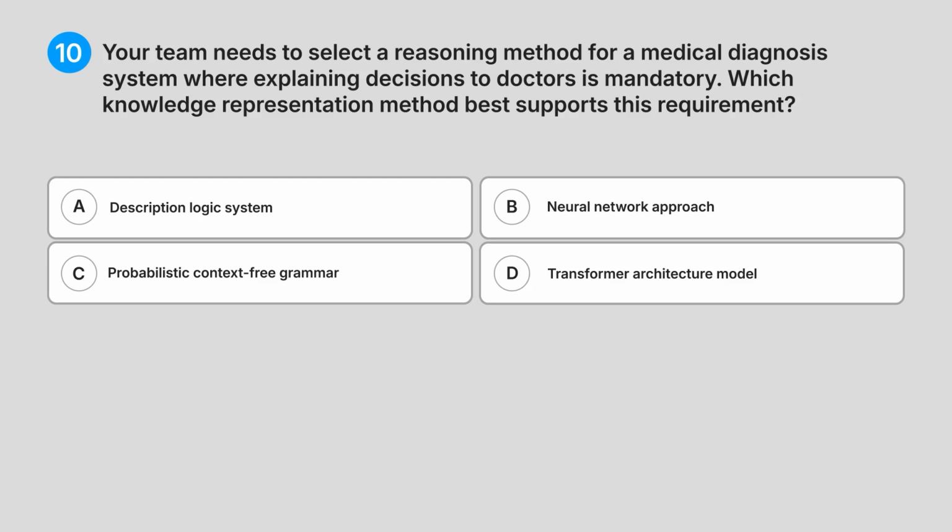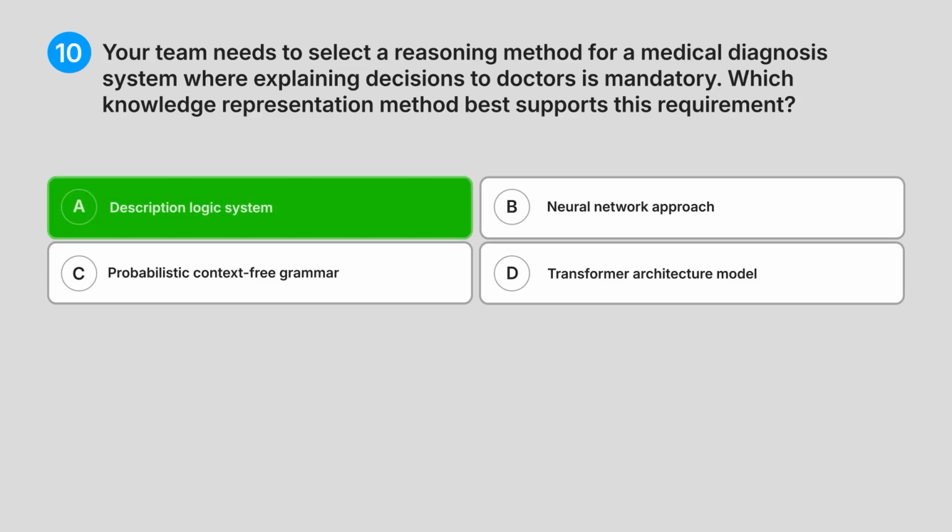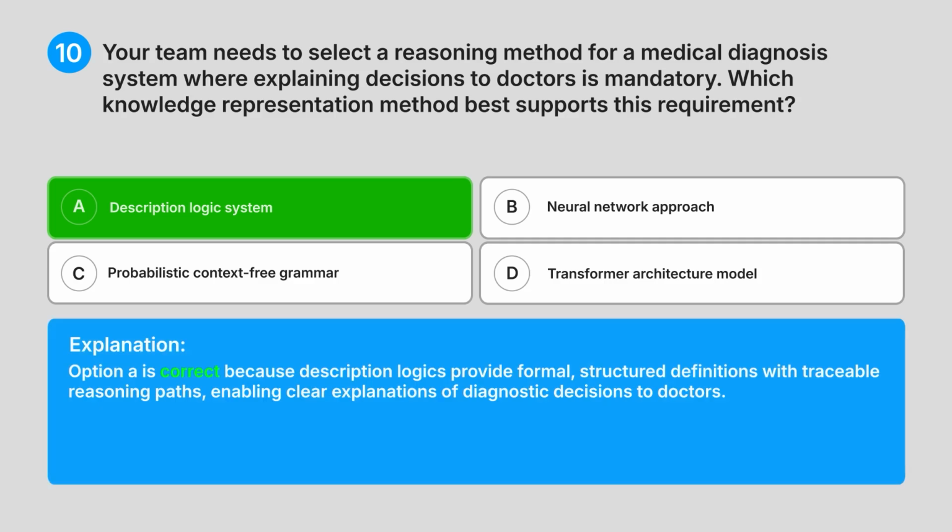Correct answer. A. Description logic system. Explanation. Option A is correct because description logics provide formal, structured definitions with traceable reasoning paths, enabling clear explanations of diagnostic decisions to doctors.